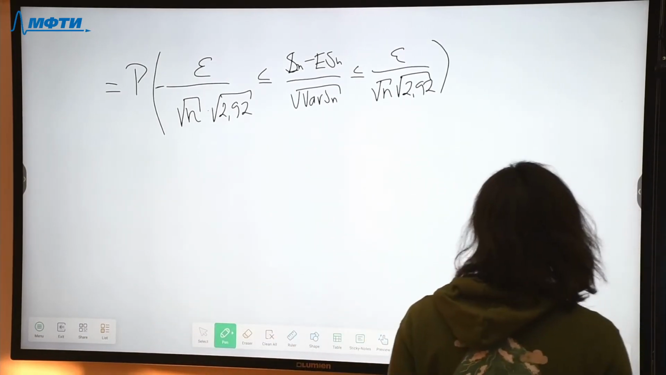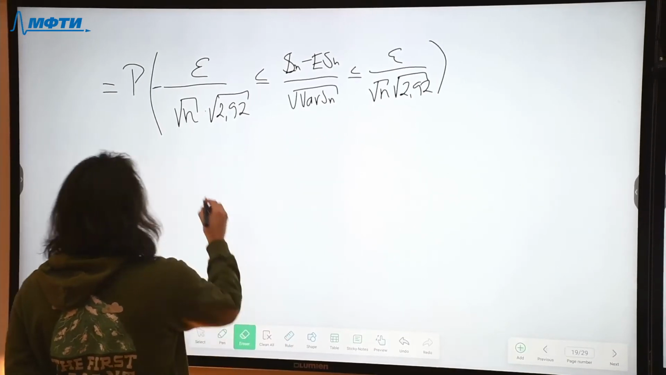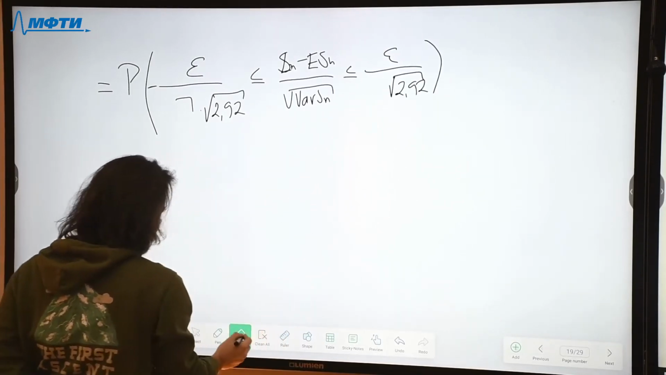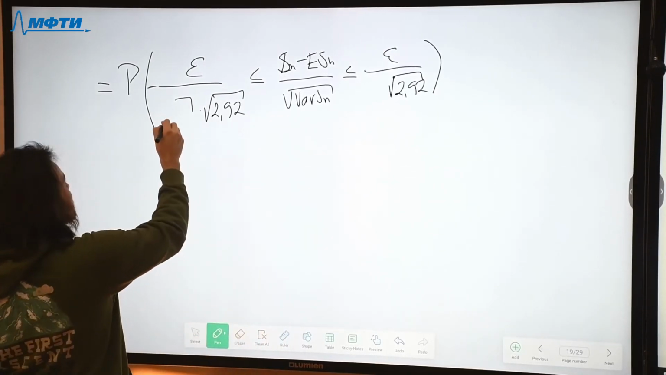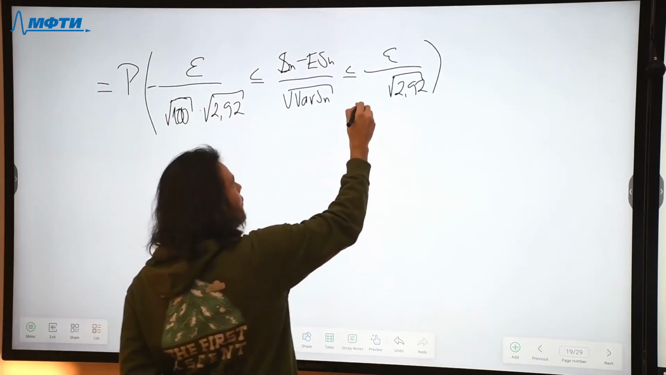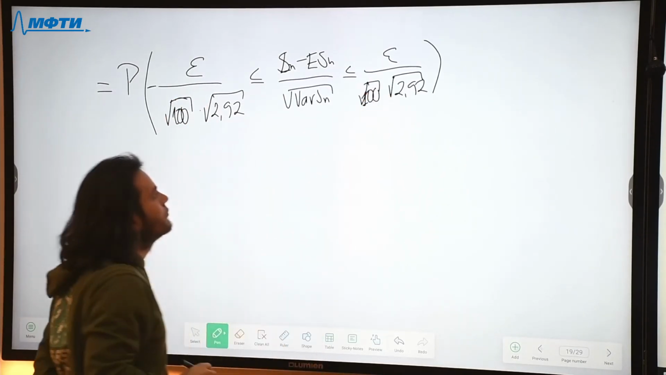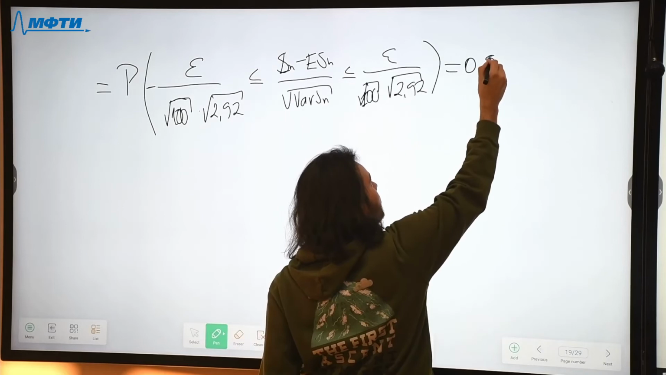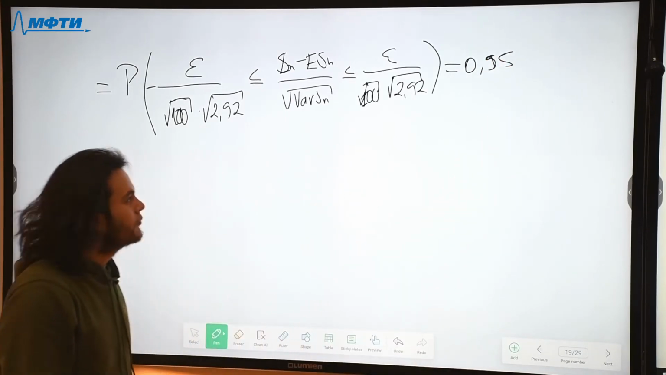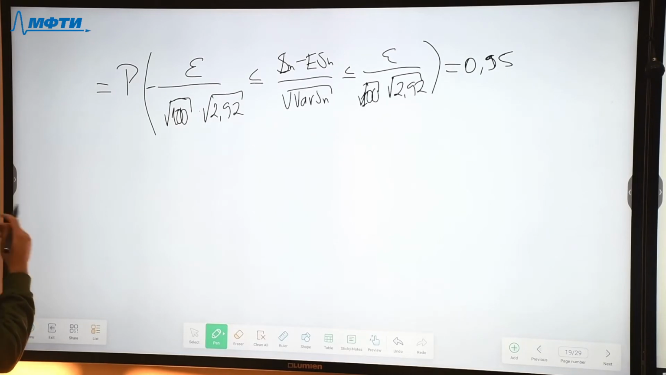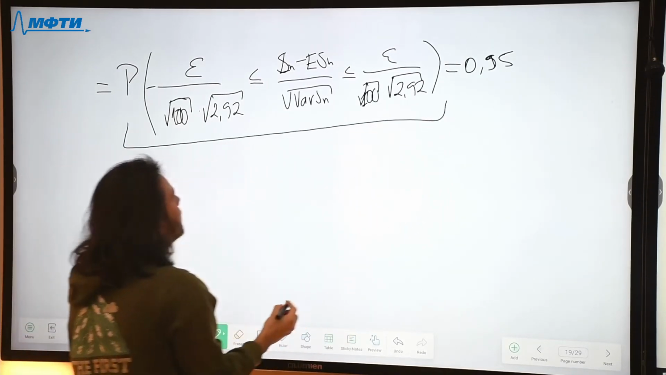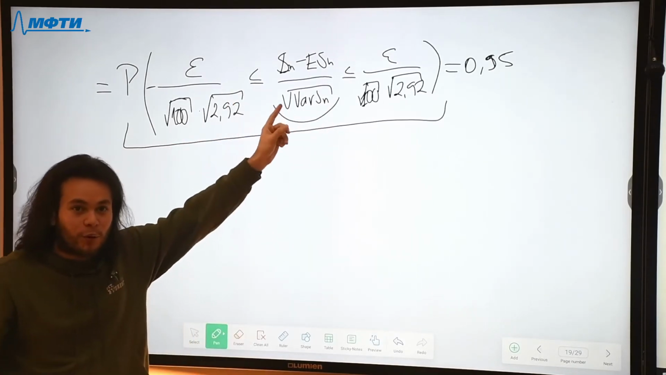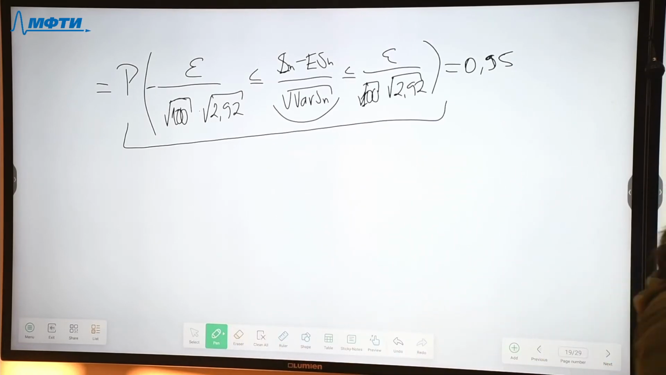Yes, we already know n, right? So we can change it. We know that n is 1,000, so this is the square root of 1,000. And we know that all of this is 0.95. But what is this? This is the probability that this random variable, which tends to a random variable with a standard normal distribution, right?